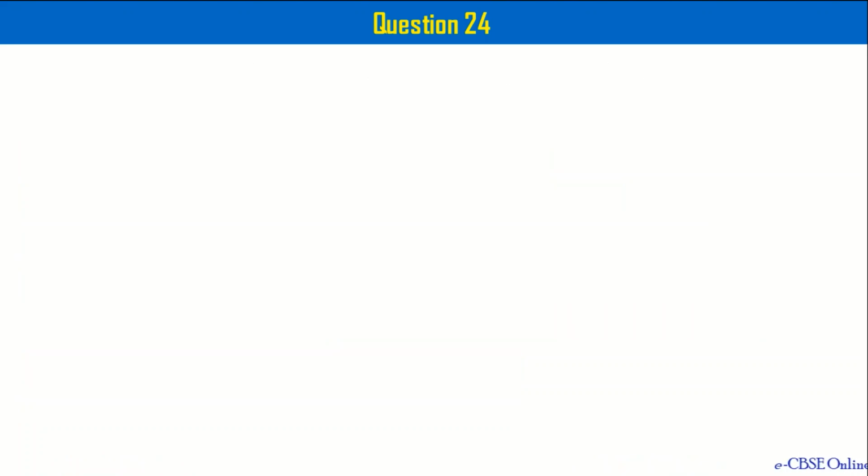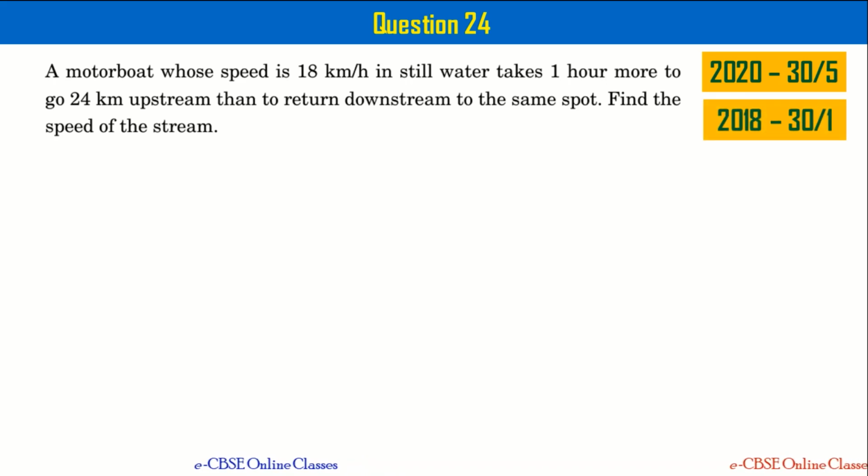Let's go to the next question, that is question number 24. A motor boat whose speed is 18 kilometers per hour in still waters takes 1 hour more to go 24 kilometers upstream than to return downstream to the same spot. Find the speed of the stream. This question has appeared in 2020 set number 5 and in 2018 set number 1. Even the numbers were not changed.